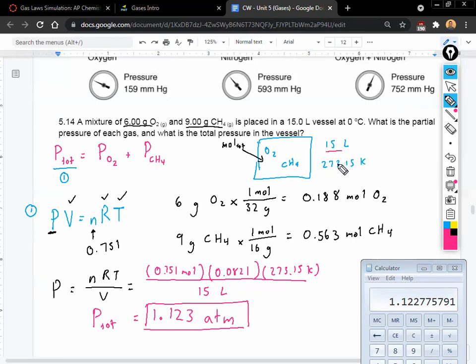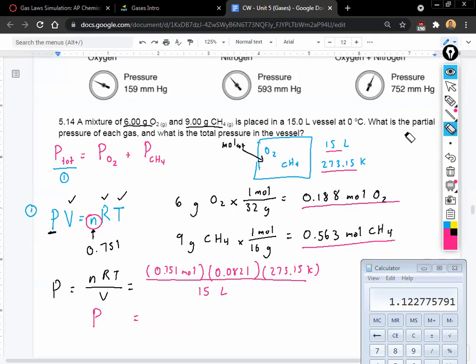It's going to still take up 15 liters of space because gases spread out, right? It's still going to be 273.15 Kelvin. And so all we need to do is change up the value of N based on how many moles of oxygen we have and how many moles of methane we have. So if we want to find not the total pressure, but the pressure of just oxygen, all we need to do is change the number of moles from total moles to moles of oxygen. So 0.188.